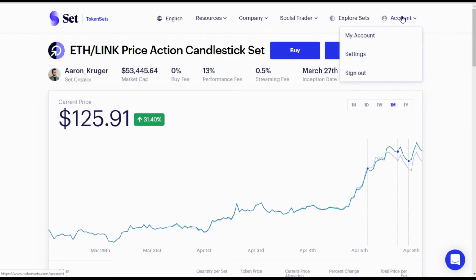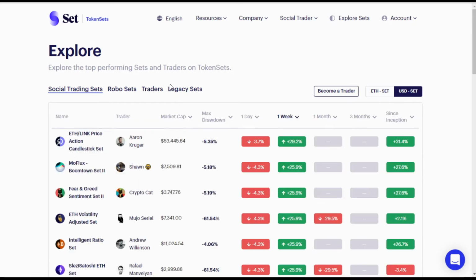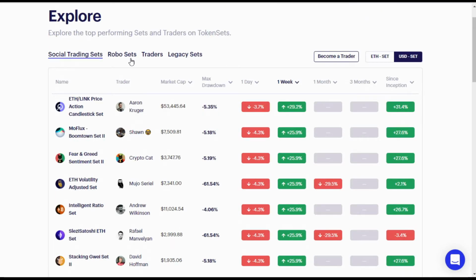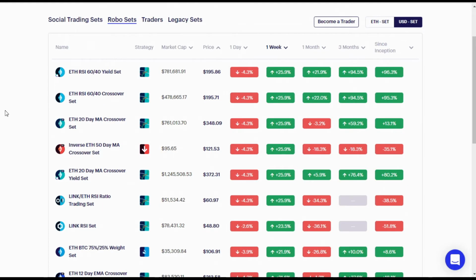So what we're going to do is go and check out, well, actually, let me just quickly show you the robot sets, because they have this legacy set as well, which I've not looked at. I use the robot sets basically because it just means that I don't have to do anything. It's a bit lazy trading, but the idea is that the robot algorithm, the mathematical algorithms and everything that they have connected with these, take care of everything.